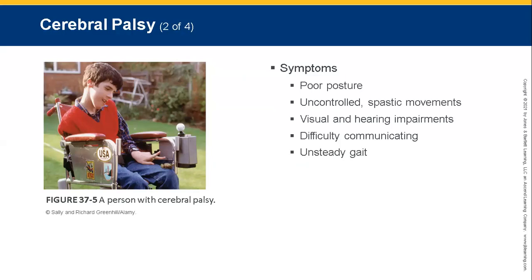Symptoms: poor posture, uncontrolled spastic movements, visual and hearing impairments, difficulty communicating, unsteady gait, and they can have paralysis. Whether it's the upper body, lower body, or all four limbs, they can have paralysis.